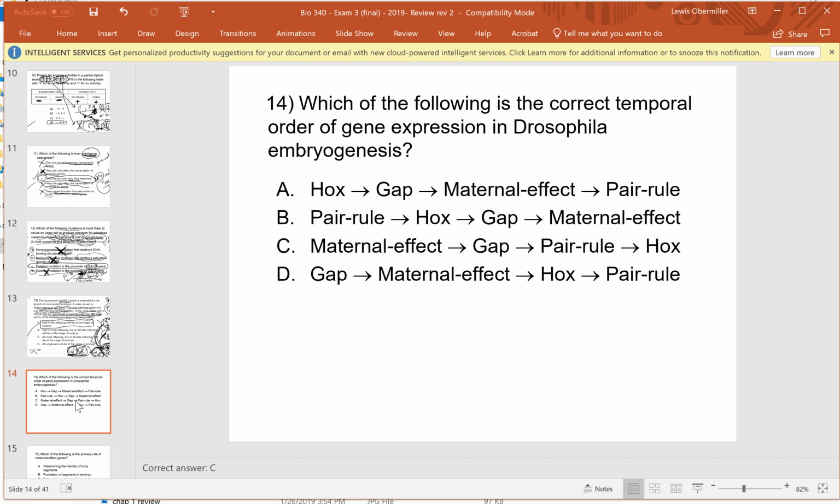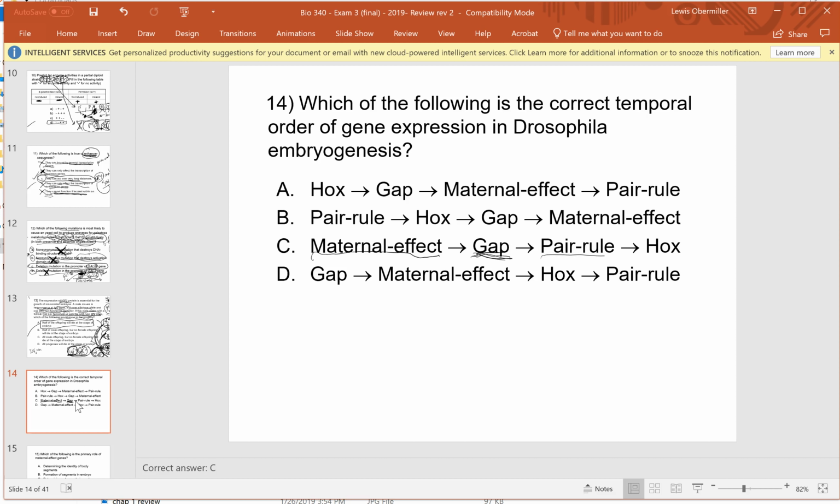Expression in Drosophila embryogenesis. So maternal effects is the first one. That's like bicoid and nanos. And the gap genes, because those cause large deletions in the embryos. And we haven't talked about that. We'll talk about this when we get to developmental.